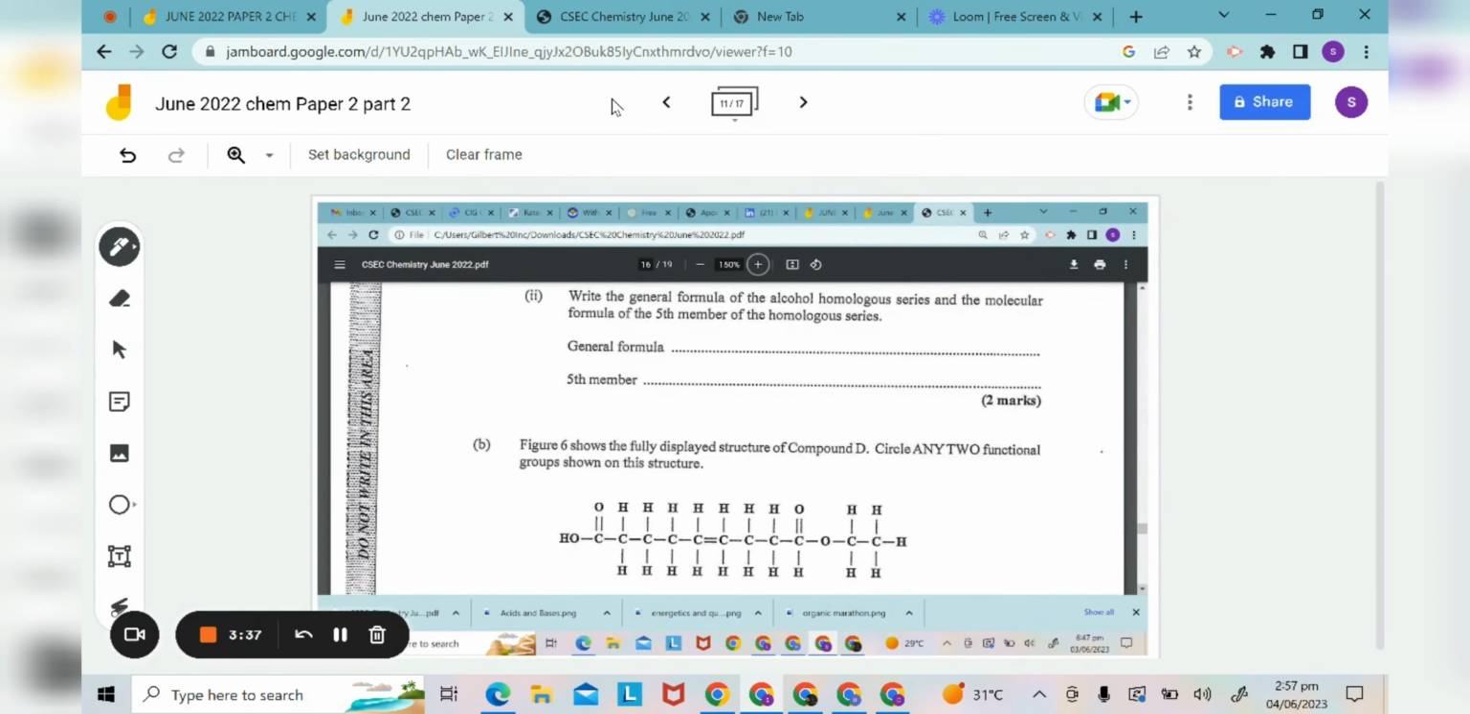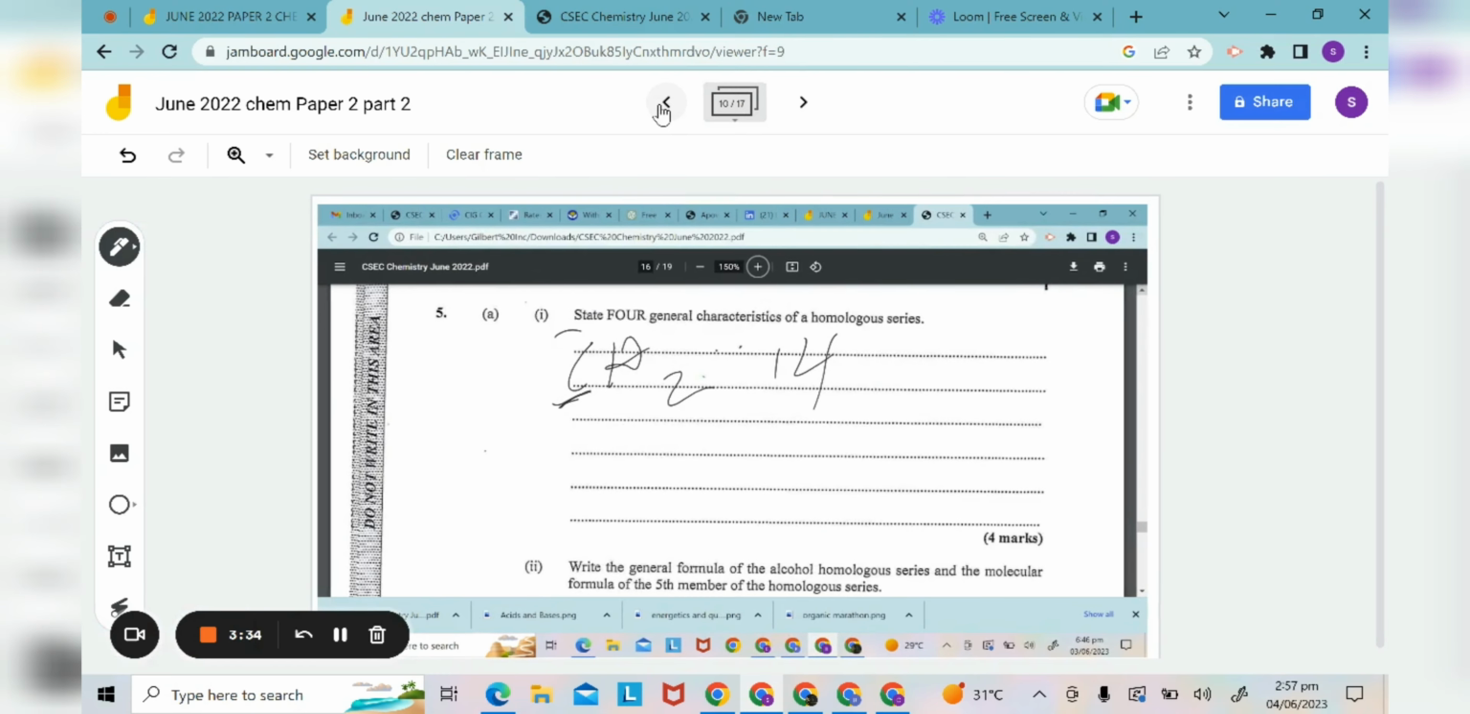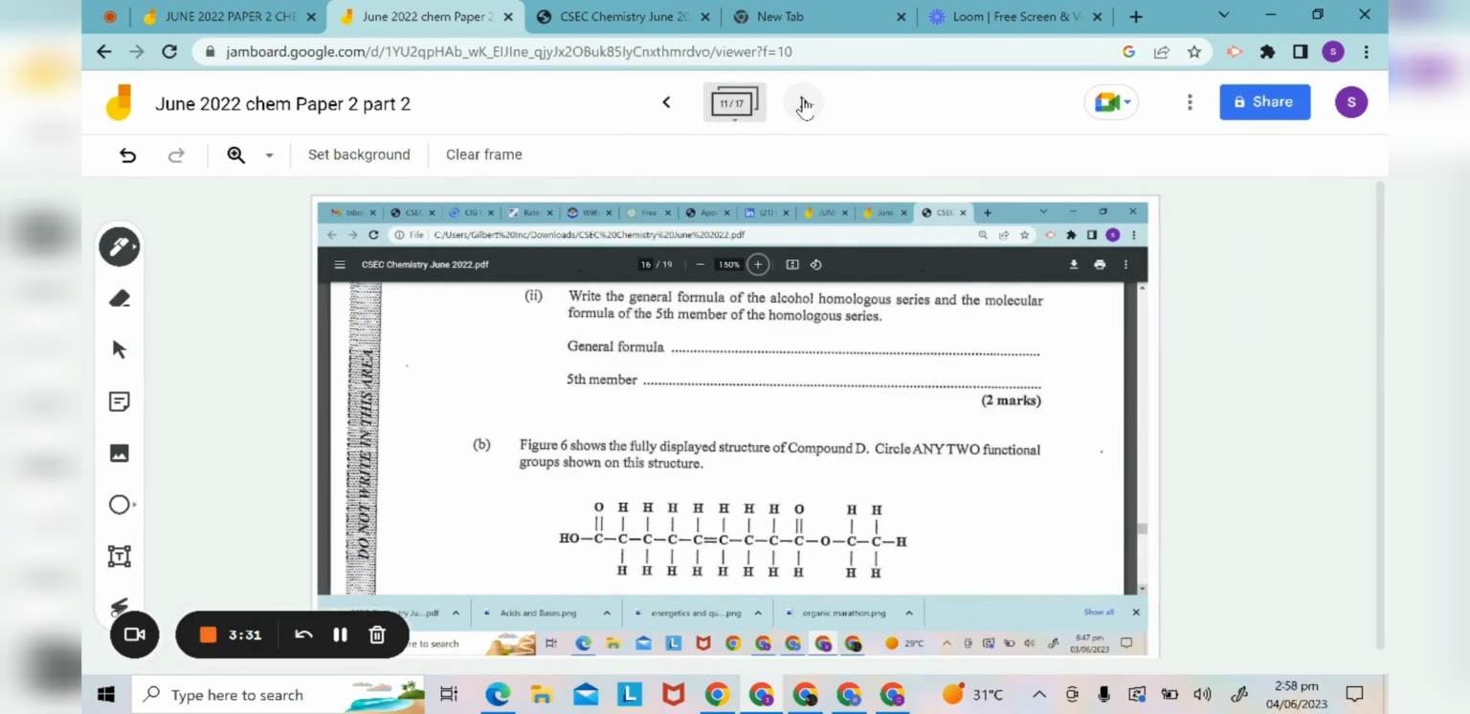Let's see now. All right, well, hold on, let's go back. Right, so yes, it says now write the general formula of the alcohol homologous series, and the molecular formula of the fifth member. So alcohols, their general formula is CnH2n+1OH. Now the fifth member of the series means that there are 5 carbons, so we're going to replace n with 5. So that's going to be C5, H 2 times 5 is 10, plus 1, sorry, 11. So 2n plus 1, 11, OH. So there you go. C5H11OH.